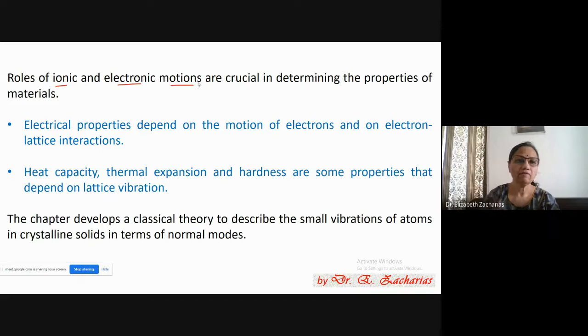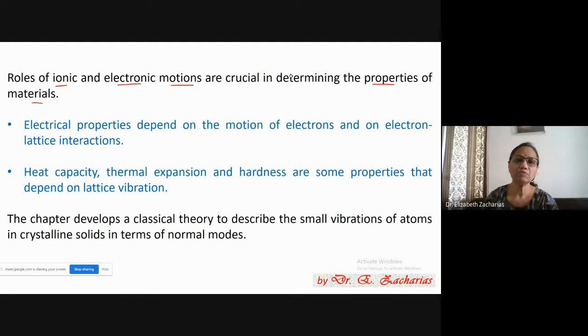In this chapter, we have to remember that there is a role played by ionic and electronic motions in deciding the properties of materials. A few minutes back, I said ions cannot move. Yes, the ions sitting at the lattices cannot move. They can only vibrate about their mean position. If this is the mean position, it can move like this. They cannot move away from their fixed position. But electrons can move.